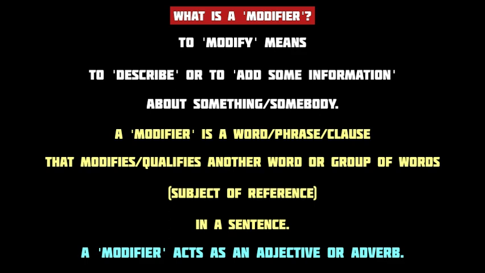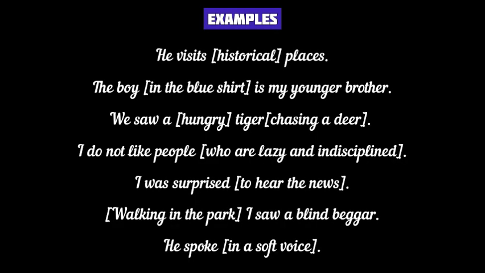In other words, a modifier has a subject of reference, which is a word or a group of words that it modifies in the sentence. We understand that a modifier is a word or a phrase or a clause, and a modifier describes or refers to a noun or a pronoun or a verb in the sentence. In this way, a modifier acts as an adjective or an adverb. Now see some examples of various types of modifiers on your screen.